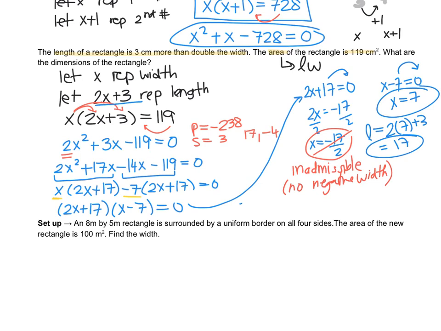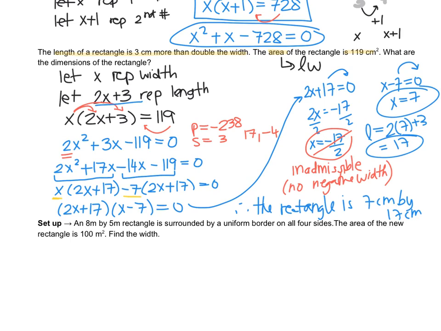So therefore, the rectangle is 7 centimeters by 17 centimeters. And then you can do a quick check and do 7 times 17, and you get 119, so you know you've done it correctly.